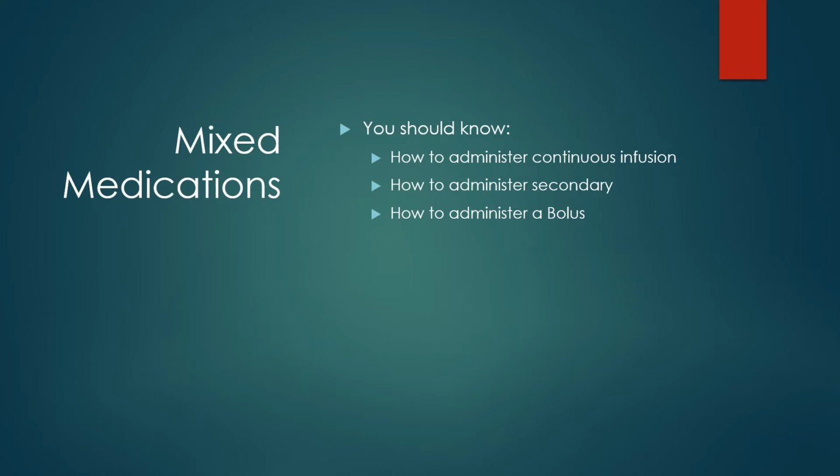We can also give it as a secondary administration, which is just a smaller volume, maybe a small bag, either 100 or 200 mils, that you're going to give every 6 to 8 hours. Most commonly, that's going to be like an antibiotic. Or we can give it as a bolus. This is when we pull the medication up into a syringe and give it as a push. You push this in at a very prescribed or specific rate. And this is usually a very small volume of medication.